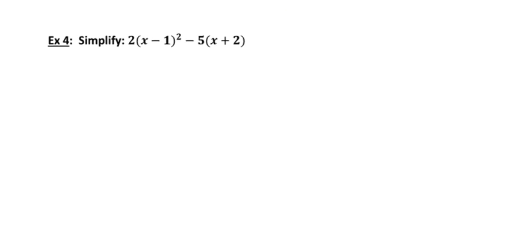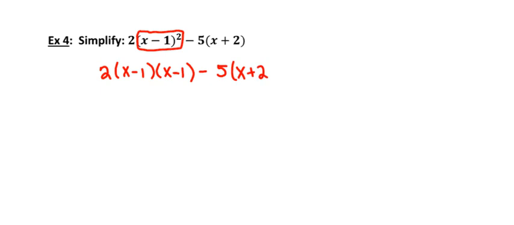All right, we've got one more here, folks. This says simplify the expression 2 times x minus 1 raised to the second power minus 5 times x plus 2. Now, that x minus 1 raised to the second power can be a little tricky. I'm going to remind you what it means to square something. To square something means to multiply it times itself. So this really means to do 2 times x minus 1 times x minus 1, and then minus 5 times the x plus 2. Now, if your gut is saying to you, distribute, distribute, you're exactly right because that's what I'm going to do in this case.